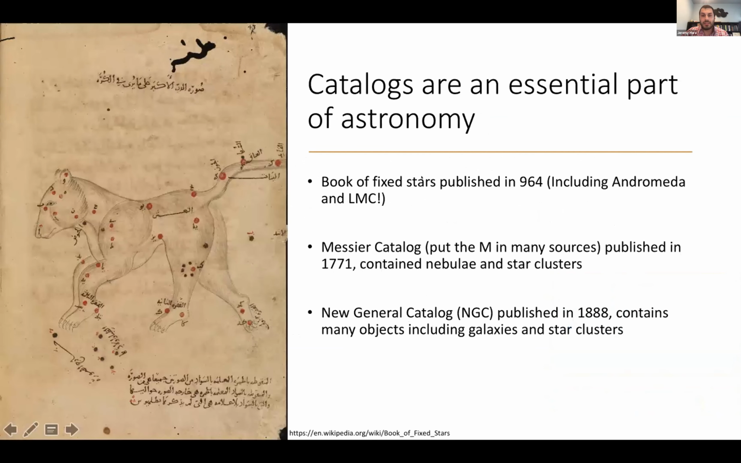So X-ray catalogs in general are an essential part of astronomy. Some of the earliest catalogs include Ptolemy's, which was published in about 150 AD. But then the Book of Fixed Stars, which was published in about 964, actually included Andromeda and the LMC, and so included objects outside of the Milky Way. And cataloging continued until today, but some of the most popular catalogs are the Messier catalog, which, as you probably know, many of the sources like M87 get their names from. And the New General Catalog, which was published in 1888, also still many sources and objects contain the NGC title in their name.